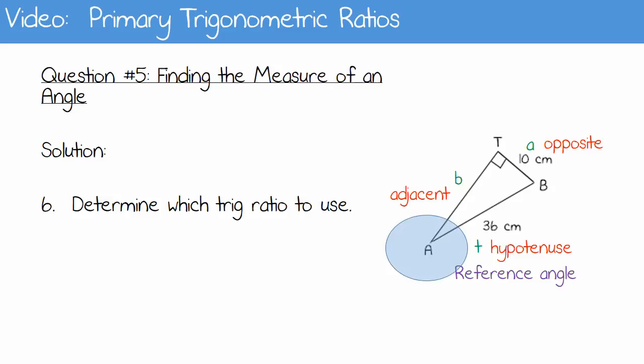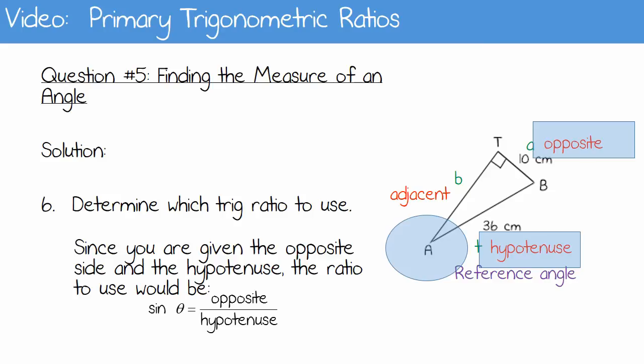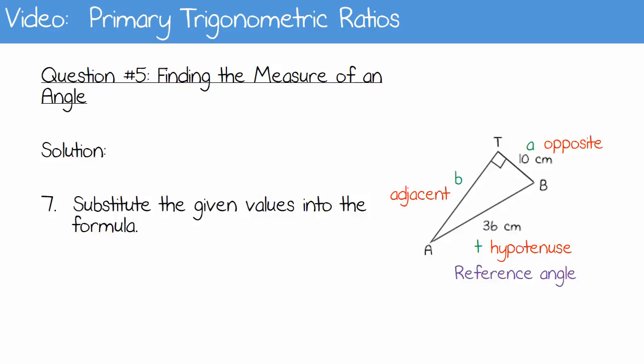Since you are given the opposite side and the hypotenuse, the ratio to use would be sine theta is opposite divided by hypotenuse. Substitute the given values into the formula. Sine theta is opposite over hypotenuse, so sine theta is 10 divided by 36.